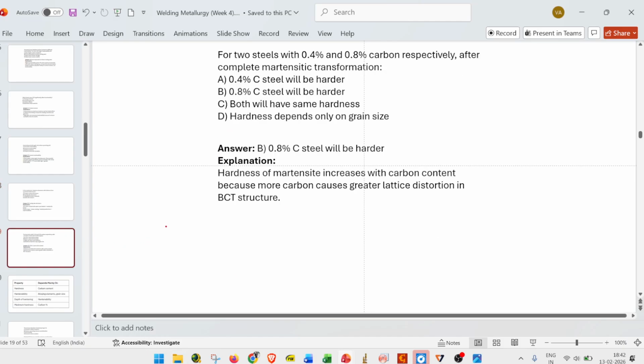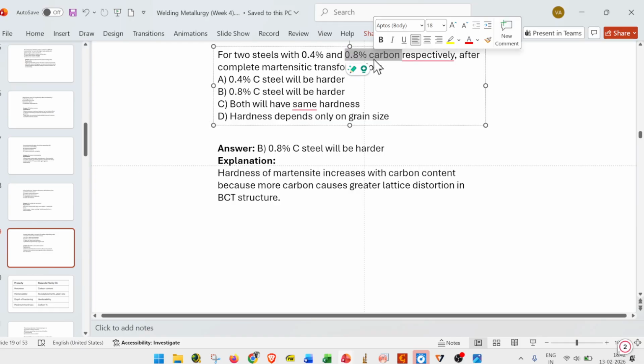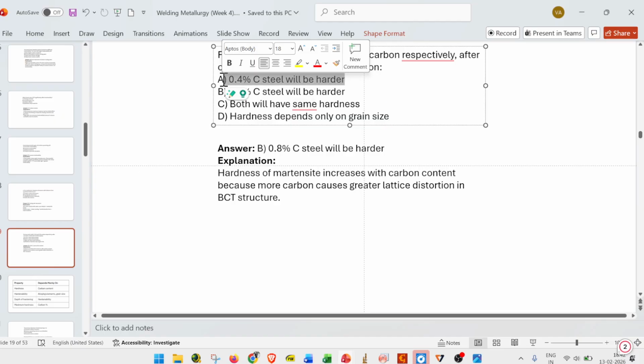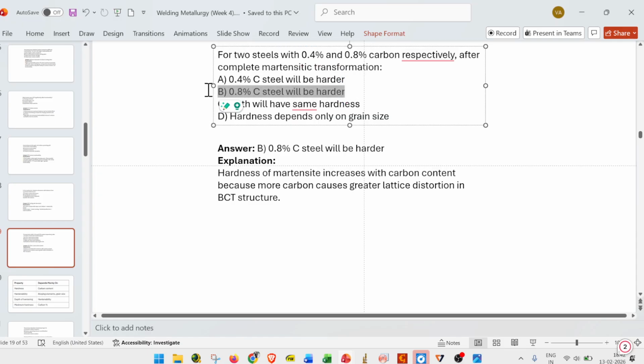Okay. Next one. For two steels with 0.4 percent and 0.8 percent carbon respectively, after complete martensitic transformation, what will be there? So 0.4 percent carbon will be harder, or 0.8 percent carbon will be harder? Both will be the same, or the hardness depends on the grain size?